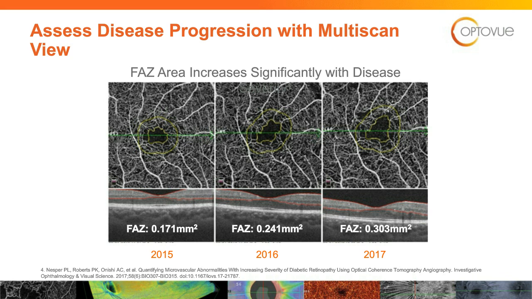Let me see here. I've had multiple questions on how do you differentiate IRMA versus neovascularization, or how do you look for IRMA versus neovascularization? What do you look for to confirm proliferative diabetic retinopathy?